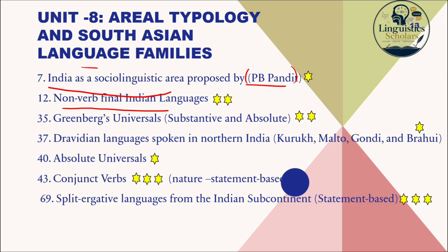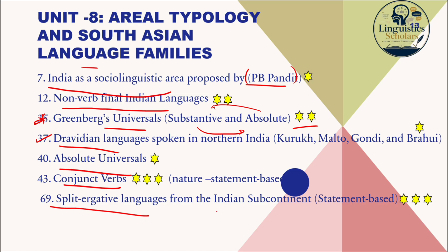And there is one question on non-Indo-Aryan Indian languages, and there is a question on Greenberg's universals. We are all maybe familiar with them, but it is a little confusing because they asked the difference between substantive and absolute universals. And there is a question on Dravidian languages, a question on absolute universals, conjunct verbs, and split ergative languages from the Indian subcontinent.